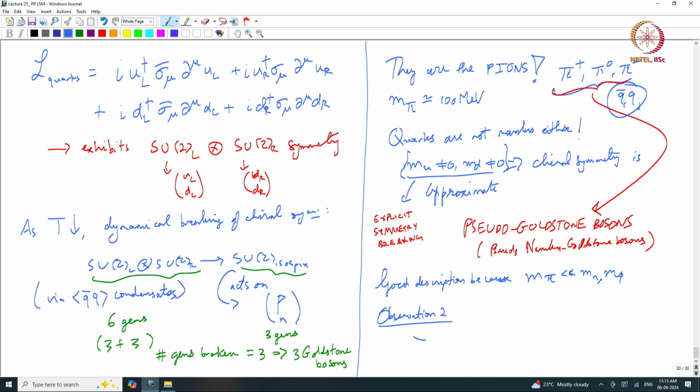So, let us write down the kinetic term after symmetry breaking, after spontaneous symmetry breaking. Okay. So, how would that look like?